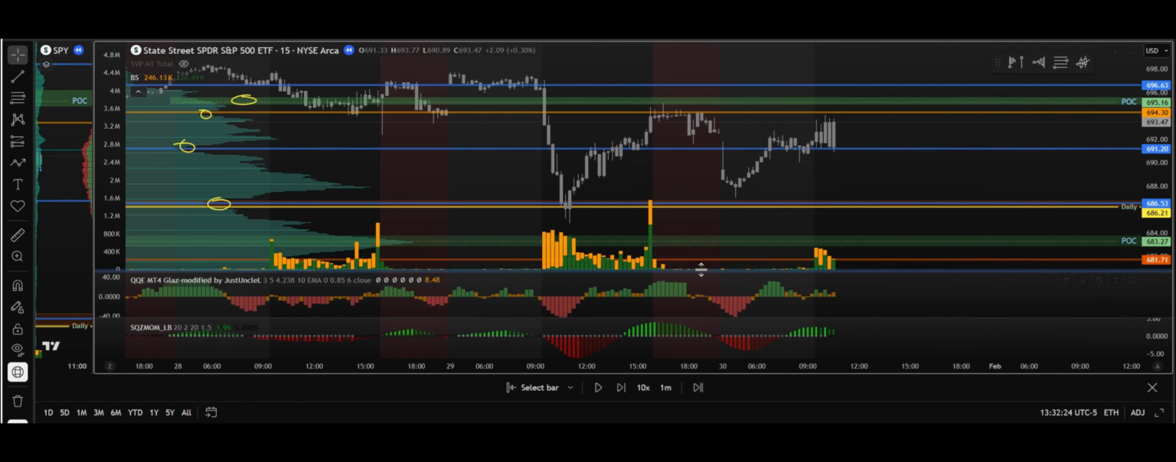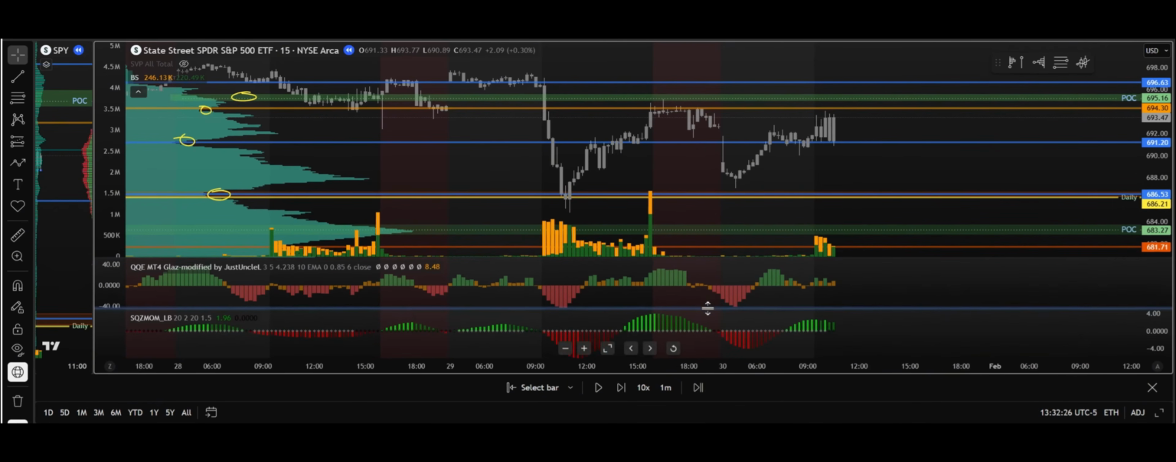So we have down here on the bottom part of the screen the two momentum indicators that I'm very fond of. This one is called QQE threshold, and this one is called squeeze momentum. Again, the setup for these is in my previous video. Now, QQE is always going to be the leading indicator. That's always going to start moving before the squeeze momentum. Squeeze momentum is kind of the general momentum of the squeeze, hence the name.